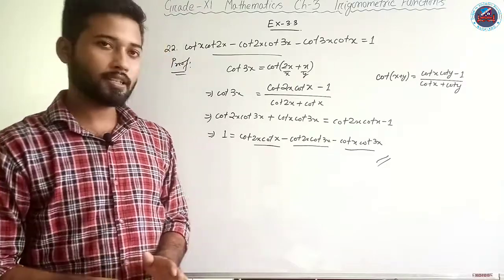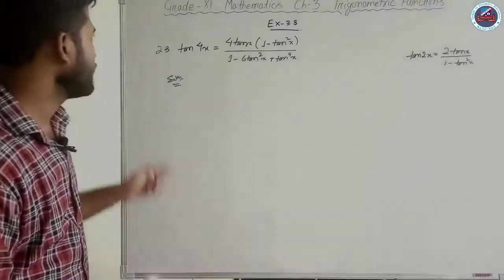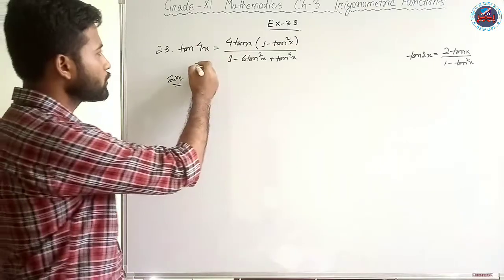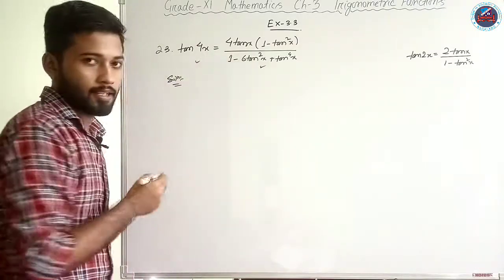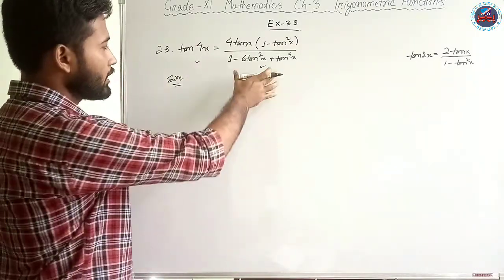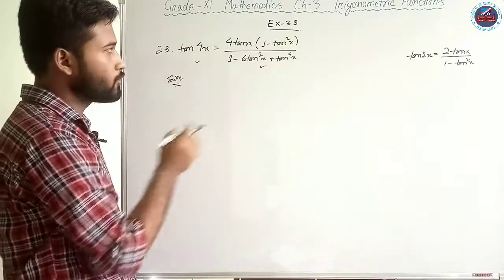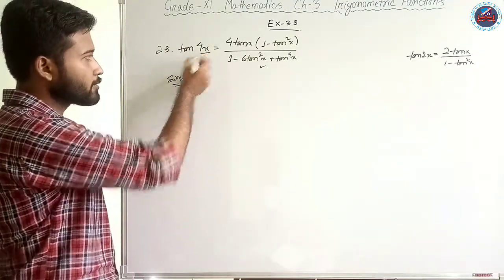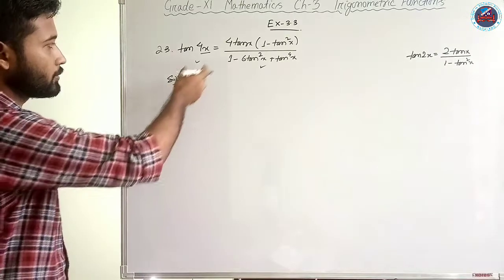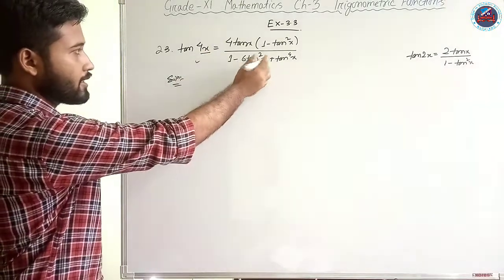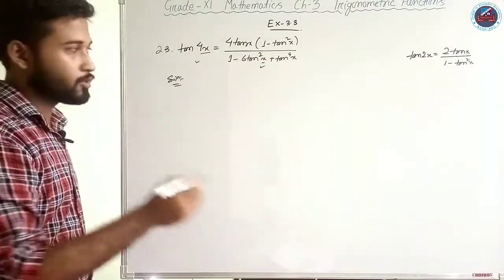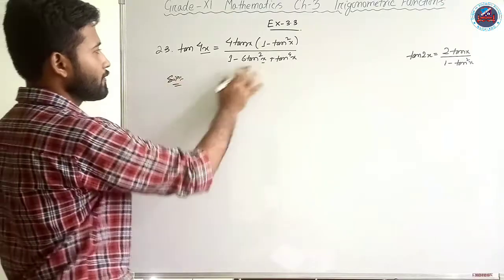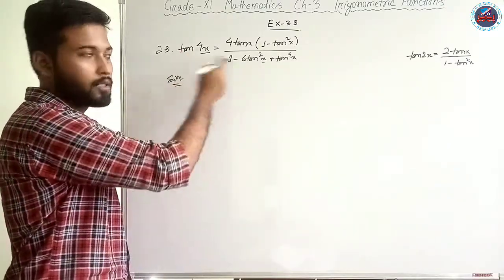Okay, so now let us see another problem. Here we have question number 23. We need to prove that this is equal to this. Now someone can try it by taking the right hand side first, but don't do such things, because in the left hand side it's a bigger angle, and in the right hand side it's a smaller angle, only x. So always take the bigger angle first, so that you can come from bigger to smaller.